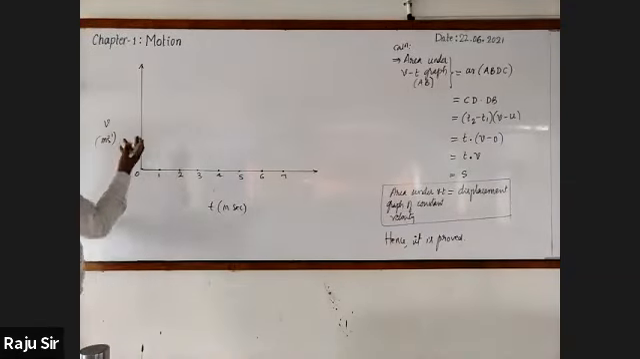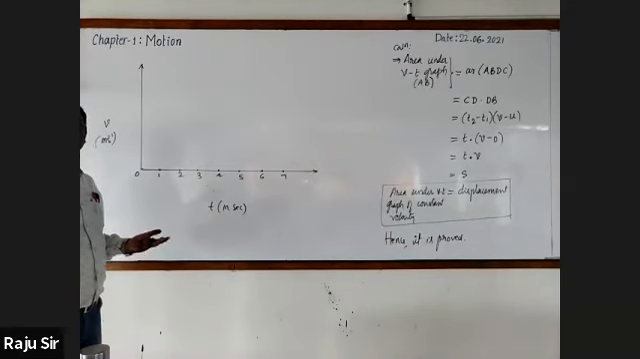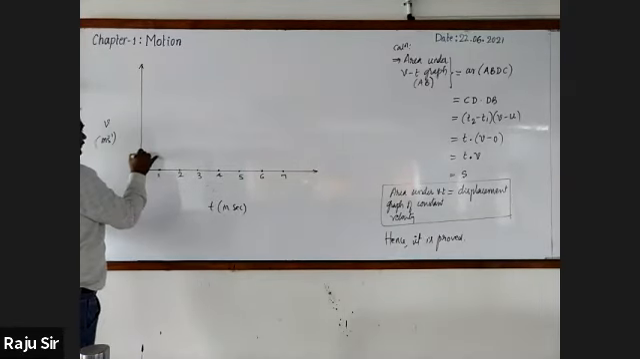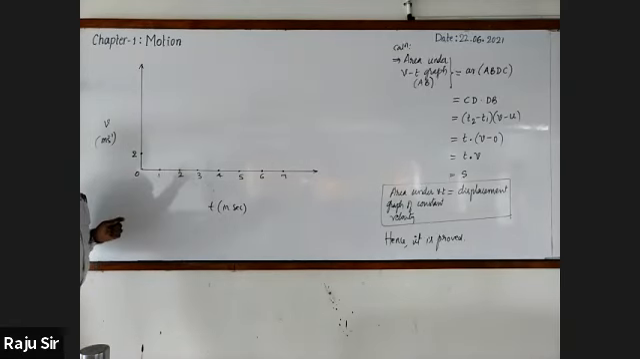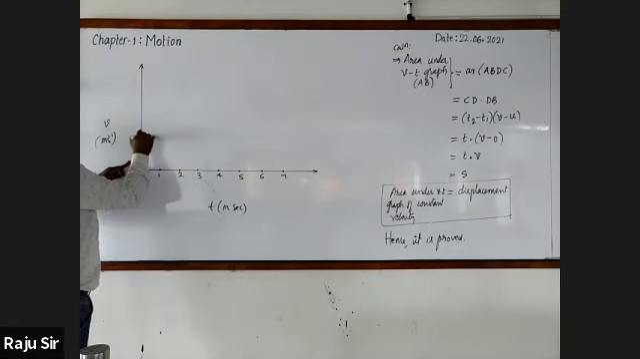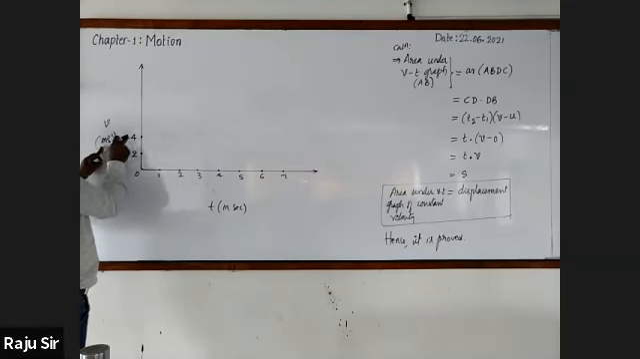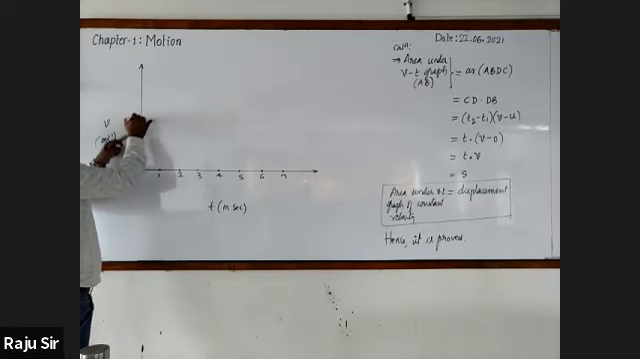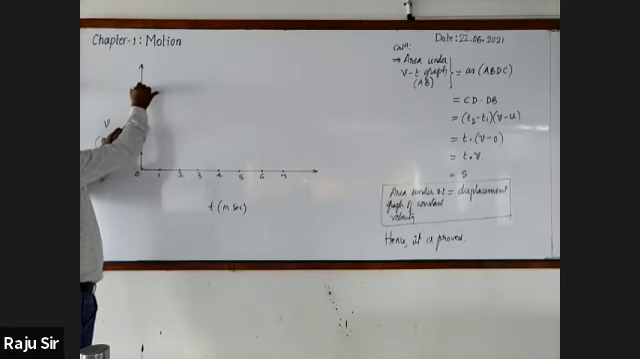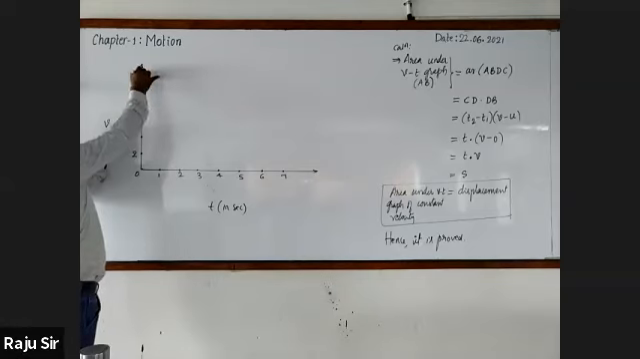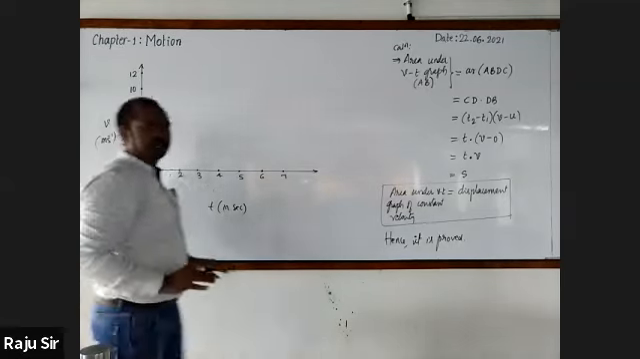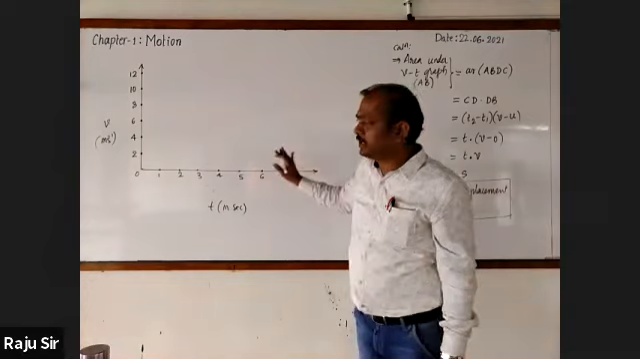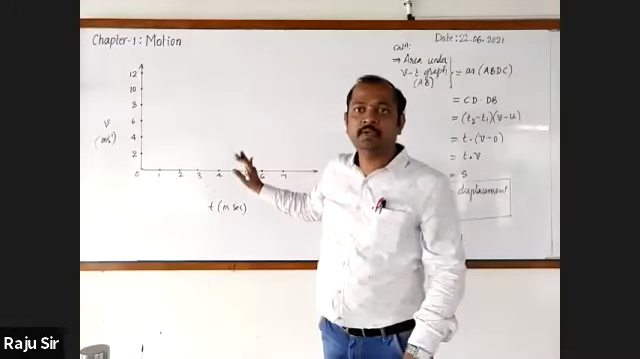Then here also you may take 1 meter, 2 meter, 3 meter like this. I go for taking every unit as 2 meter per second: 2 meter per second, 4 meter per second, 6, 8, 10, and 12 meter per second. Any doubt regarding this? We have taken only the VT graph.